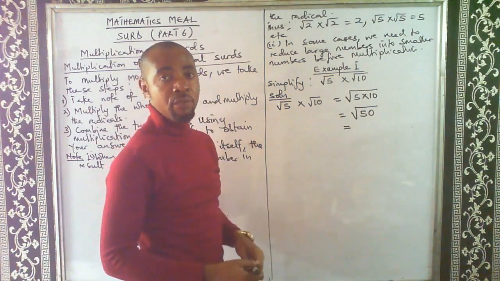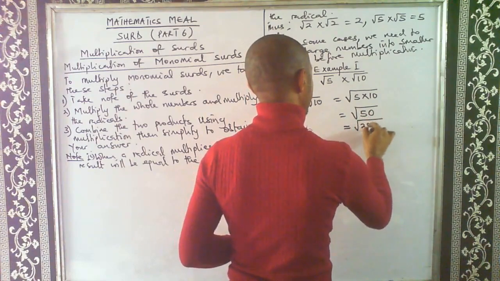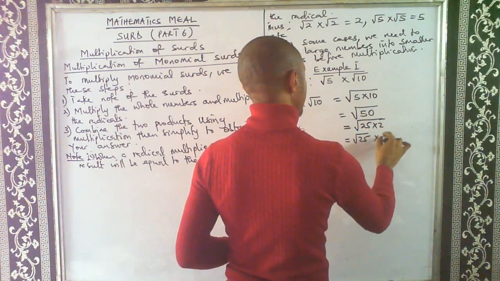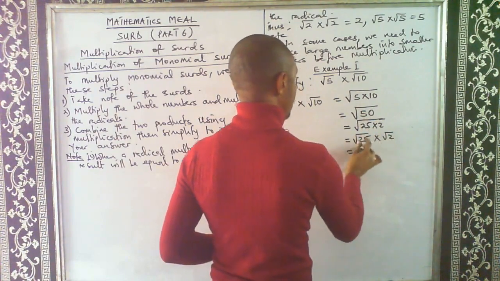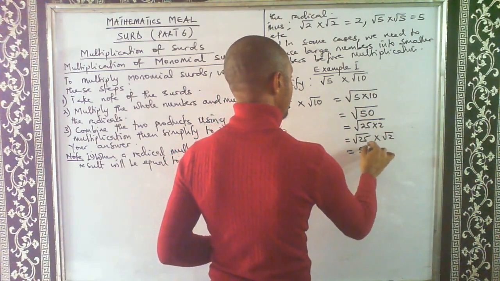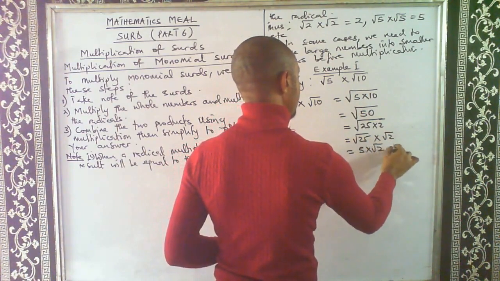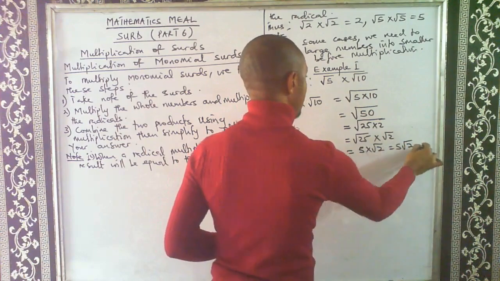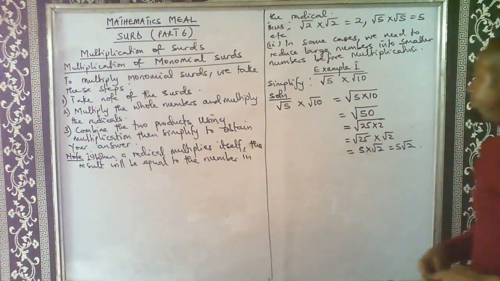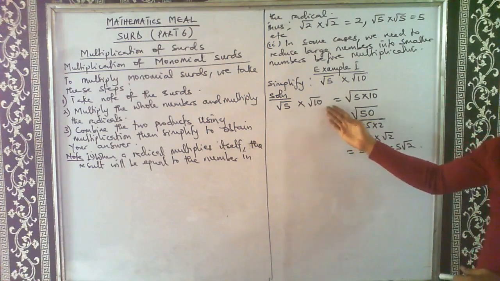And you remember, this can be written as 25 times 2, which is square root of 25 times square root of 2. What is square root of 25? 5. And 5 times 2 will give you 5 root 2. That's here. 5 times square root of 2. That will give me 5 root 2. Wow. So, that's multiplication of square root of 5 times square root of 10.